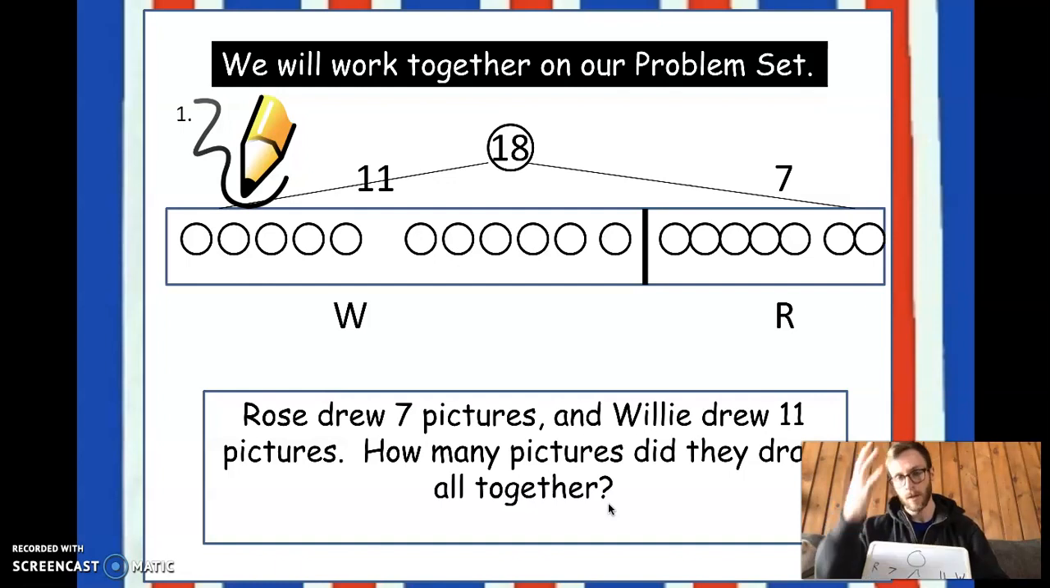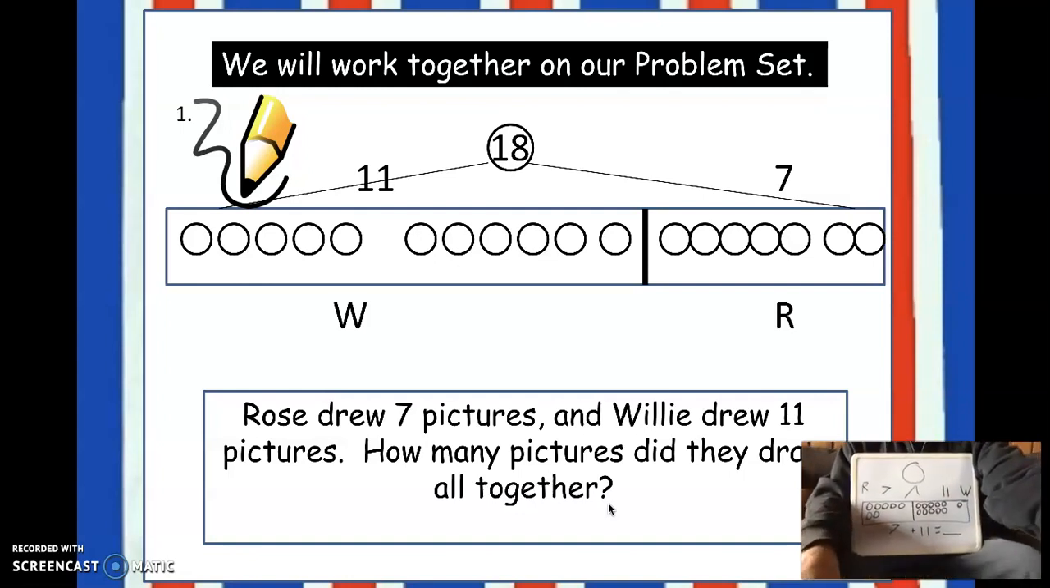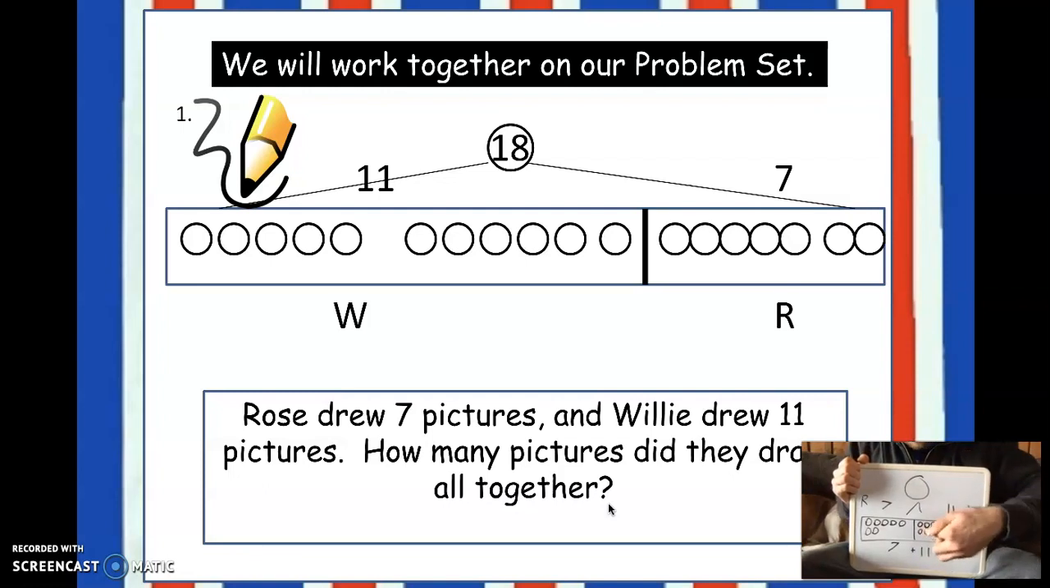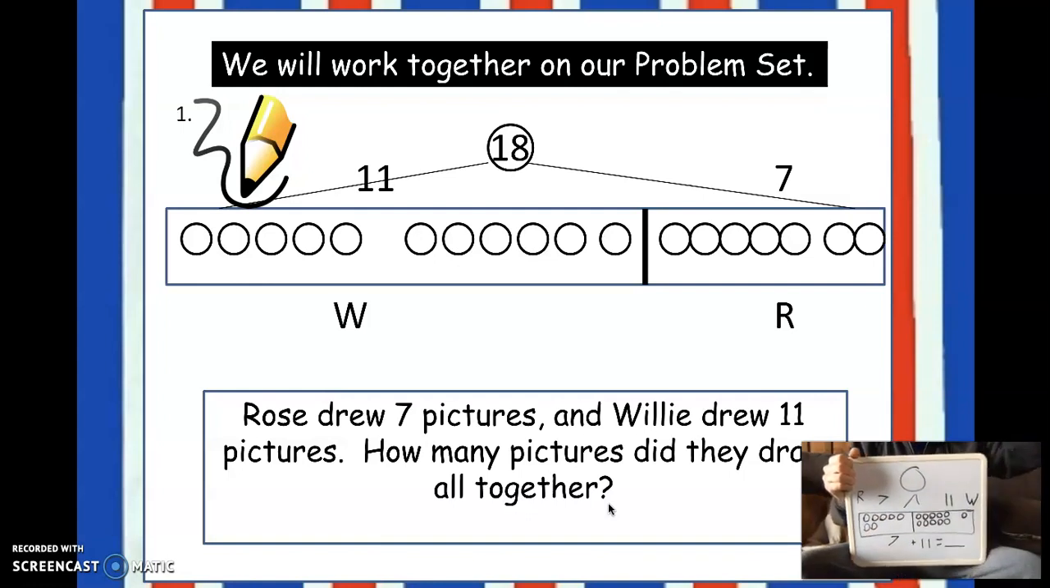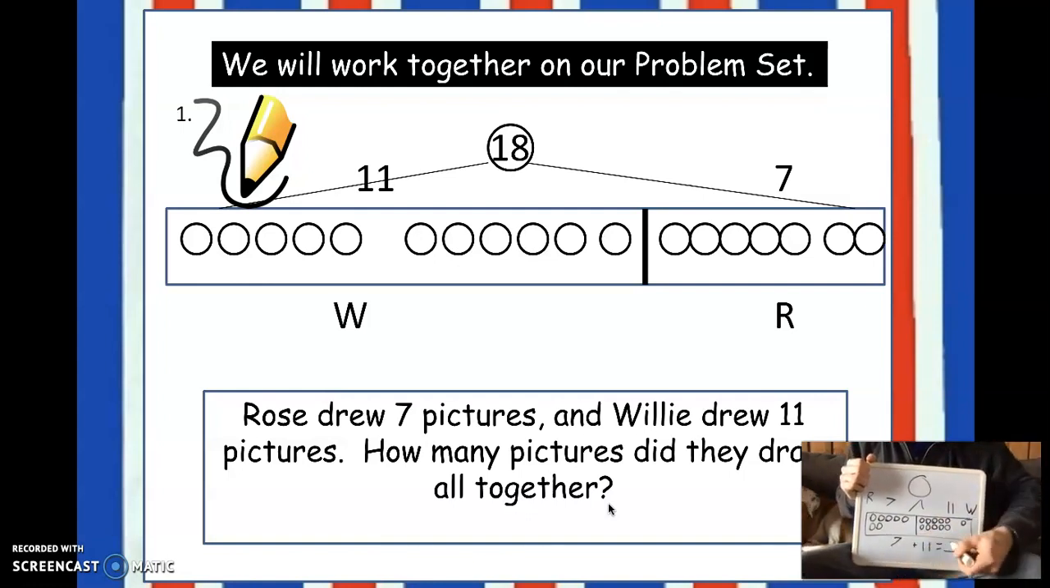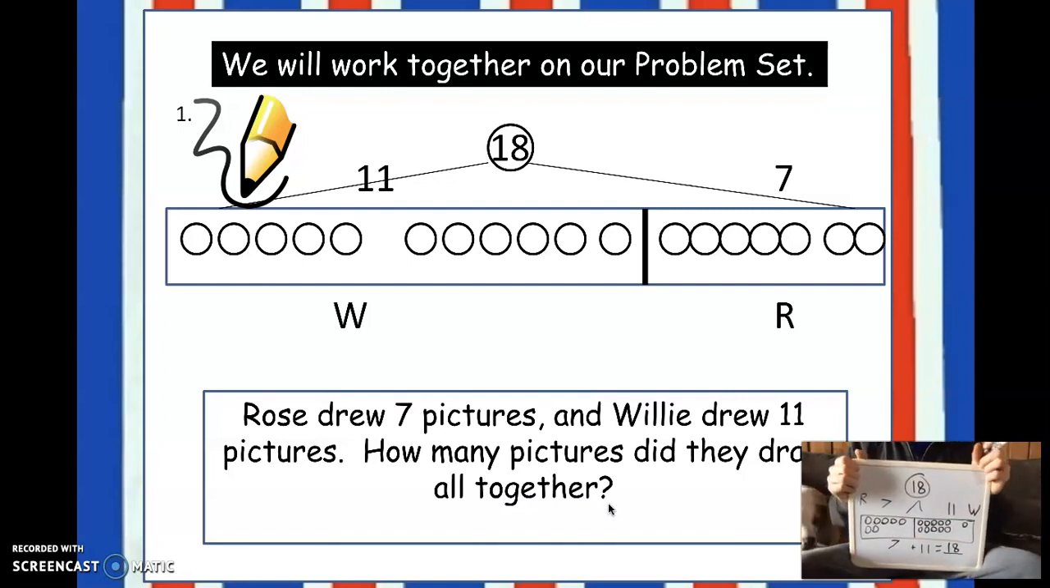So 11, 10, or sorry, we're going up. My bad. 11, 12, 13, 14, 15, 16, 17, 18. So we must have 18 total circles. If I were to count them on my board, I'd have 11, 12, 13, 14, 15, 16, 17, 18. So it must be 7 plus these 11 equals 18. So there's my whole. And to answer the question, how many pictures did they draw together? They drew 18 pictures together.